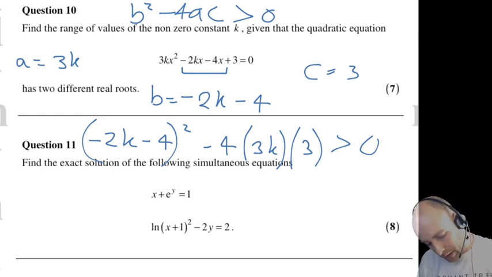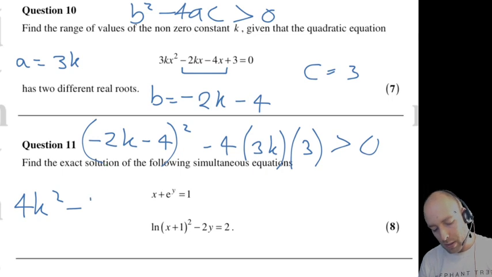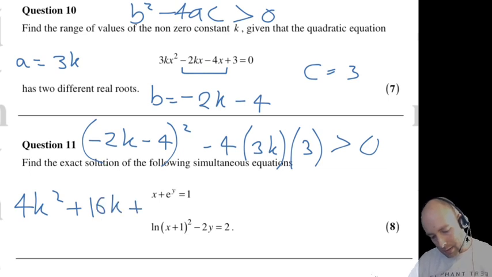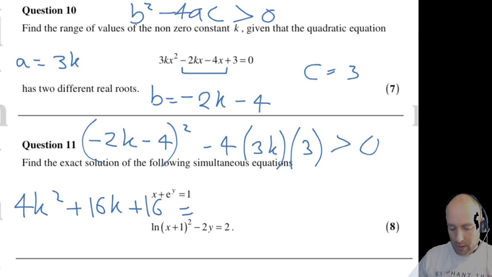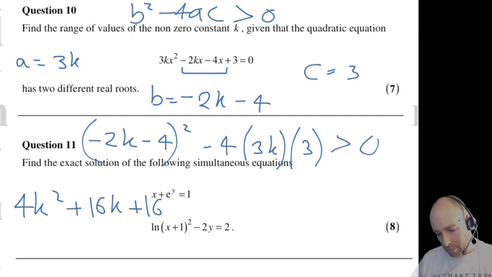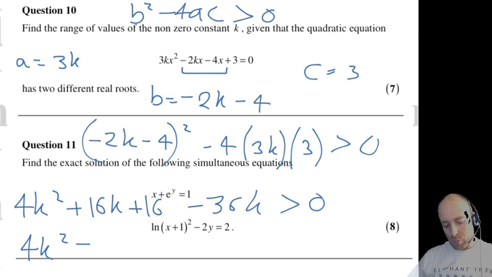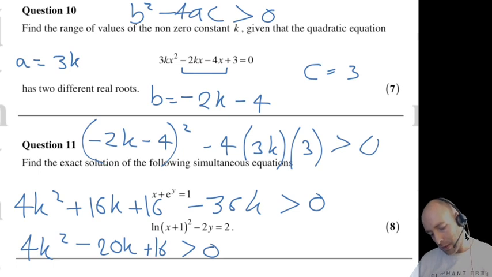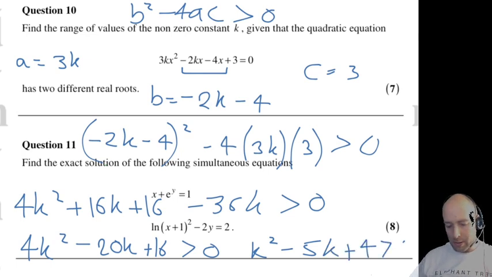So expanding this, we get 4k squared plus 4 times 2k is 8k, and there's 2 lots of those, so plus 16k plus 16. Take away 4 times 3 times 3, that's going to be minus 36k, all greater than 0. So 4k squared minus, what's that going to be? 4 minus 20? Yep, plus 16 greater than 0. Divide it all by 4. k squared minus 5k plus 4 should be greater than 0.